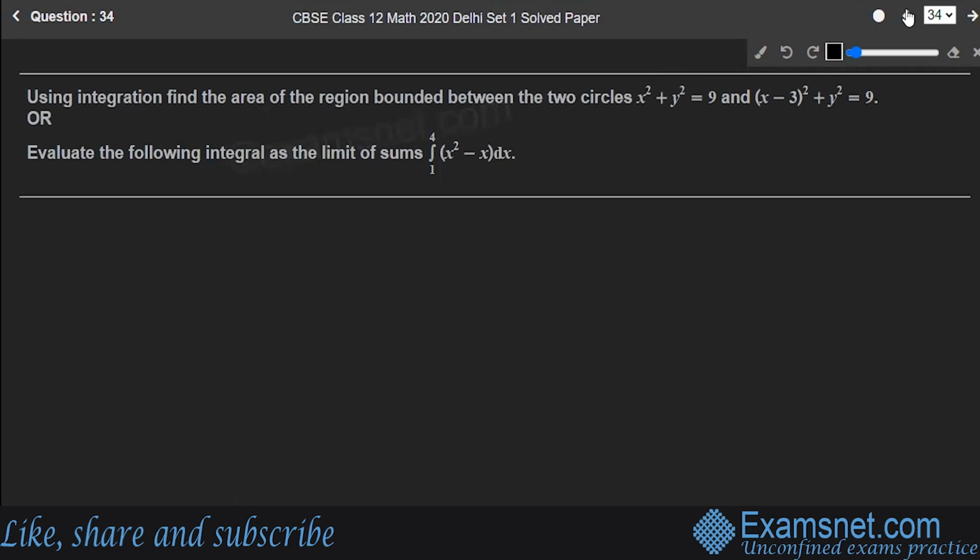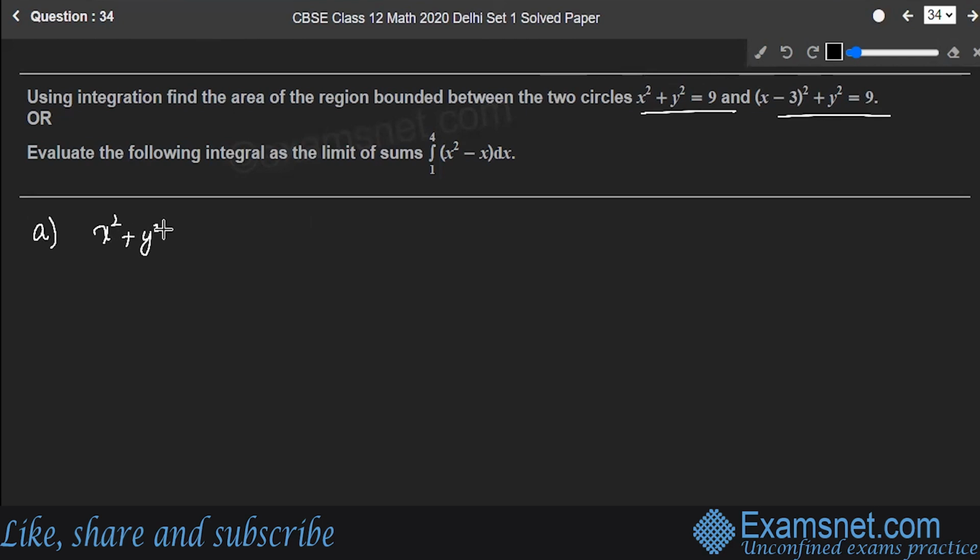Question number 34. Using integration, you have to find out the area of the region bounded by these two curves, or you have to evaluate the following integral as the limit of sums. So let's start the A part first. Using integration, you have to find the area bounded by these two curves.